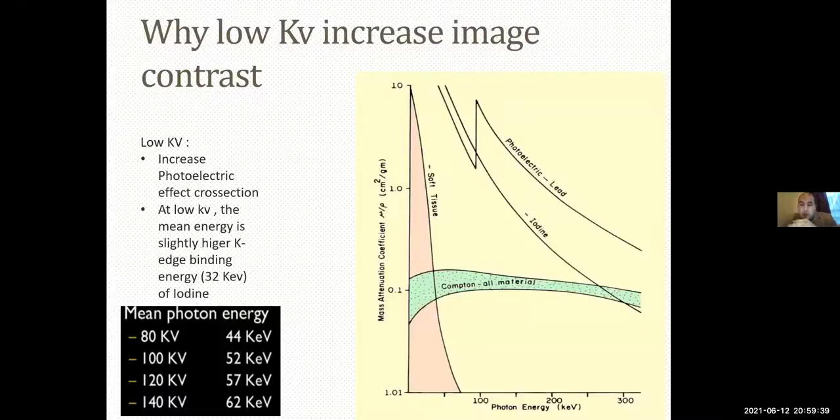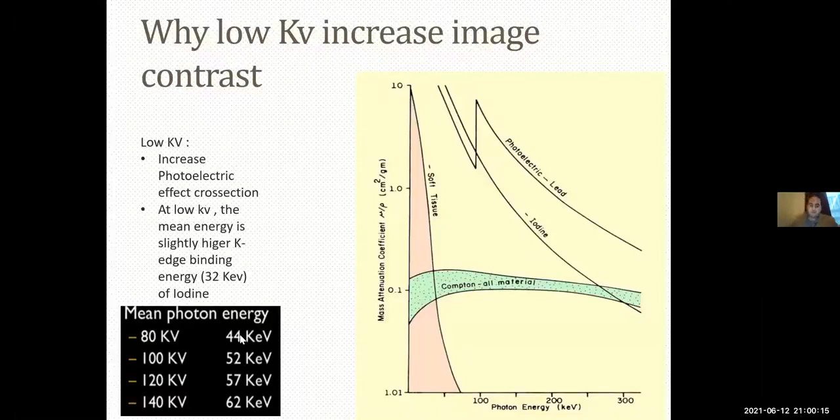As I told you before, there is the difference between the transmitted beam from the high density material, and also using low kV means a lower mean energy. On using 80 kV, the mean energy will be around 44 kilo electron volt. The mean energy, you remember the spectrum. On using 100 kV, the mean energy will be 52 kilo electron volt. Here, increasing kV from 100 to 120 increases the mean energy.